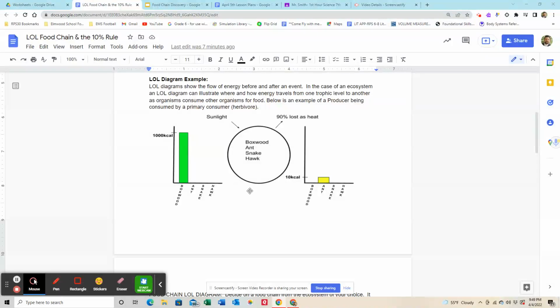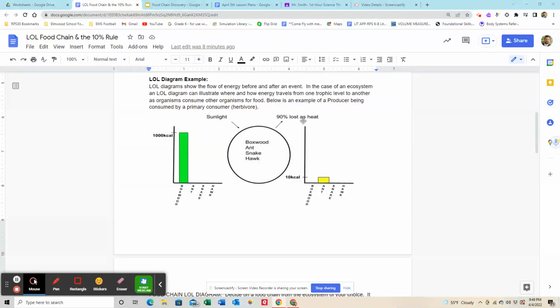So you're going to decide what four organisms you want to pick from whatever environment you want. And essentially, your first LOL diagram for number one below will look really similar to this. You might have different numbers, it's up to you, but you're just going to have different organisms here.